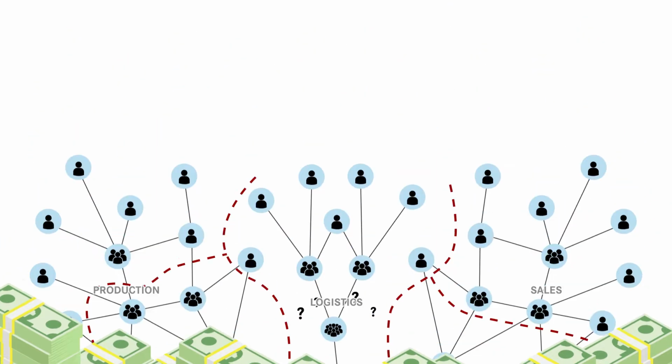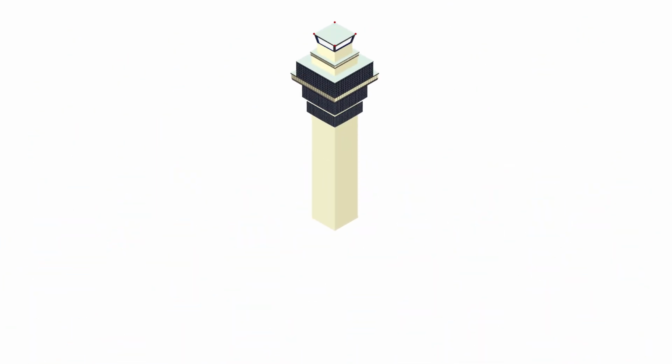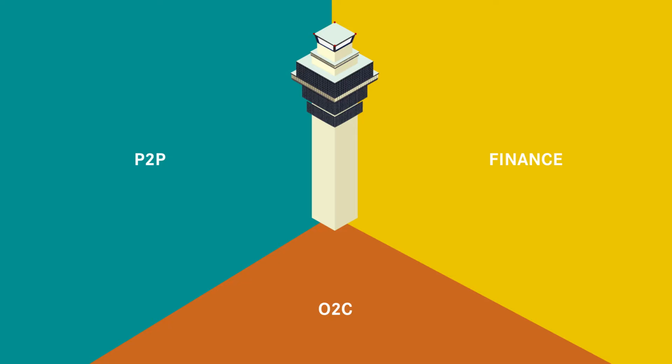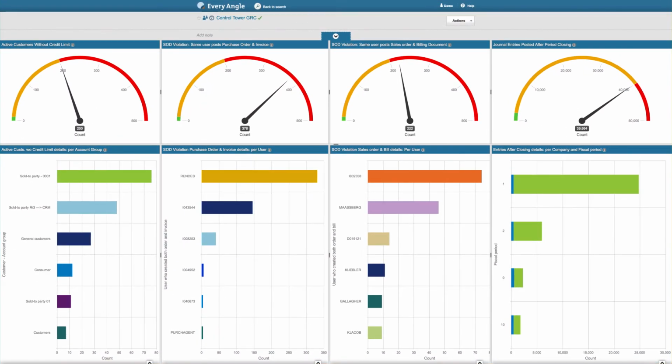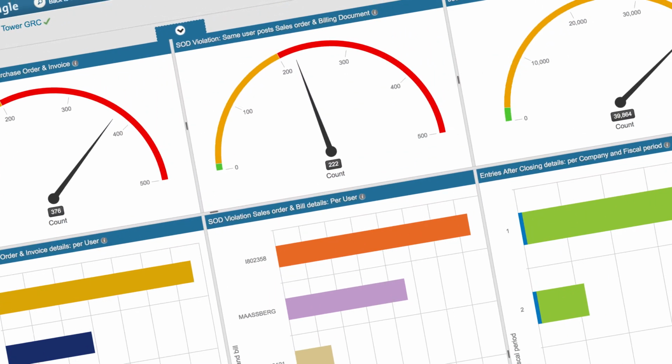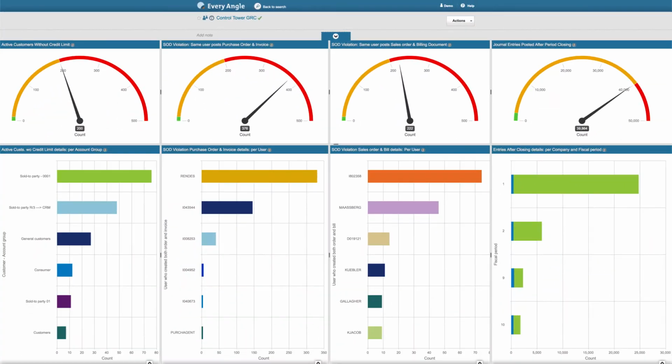In some cases, big fines are the result of these situations that could turn out to be disastrous. Every angle is able to continuously monitor purchase to pay, order to cash, and financial transactions in order to manage all kinds of risk. We have developed a GRC Control Tower that empowers users leading up to an audit or in finance departments with a defense against data non-conformance.